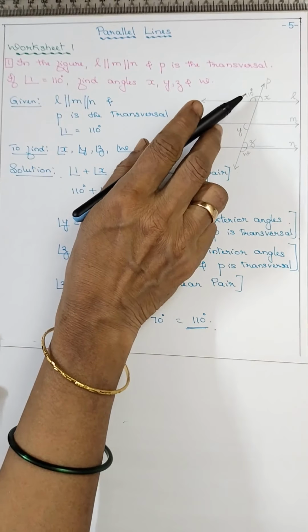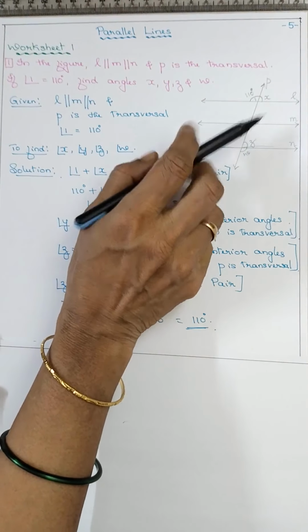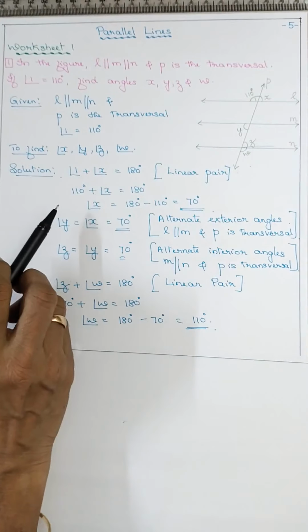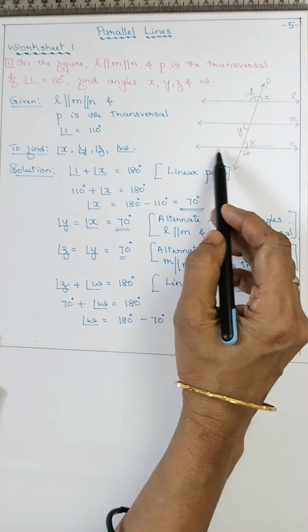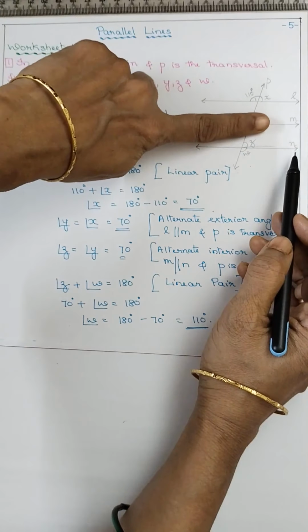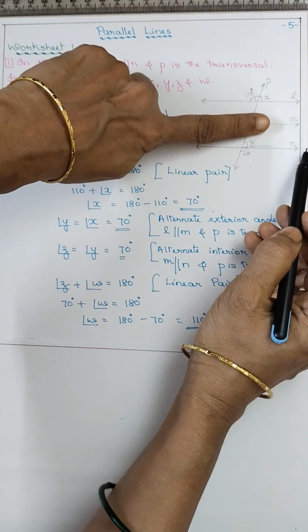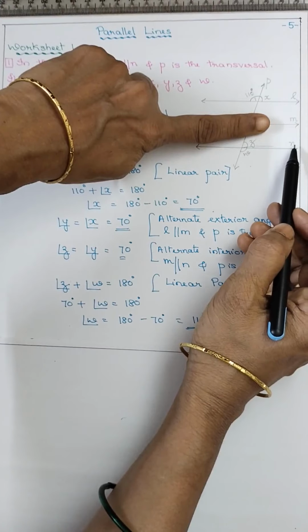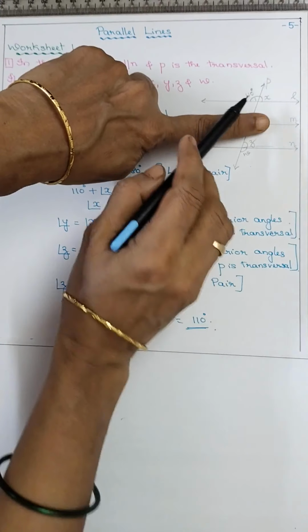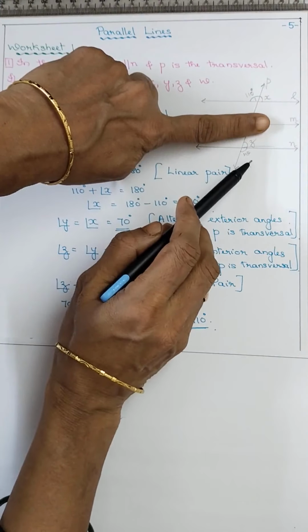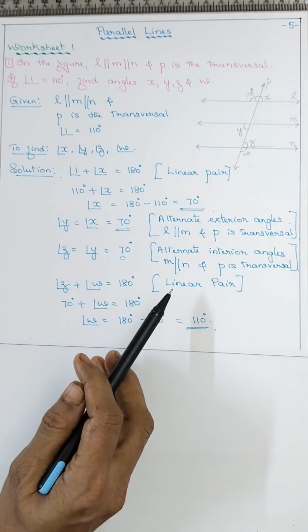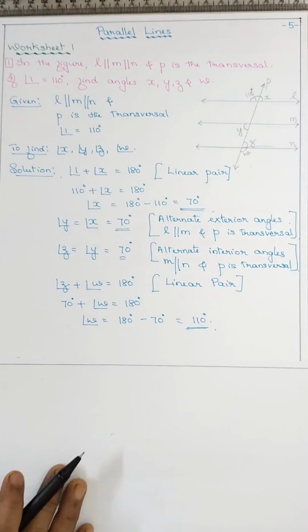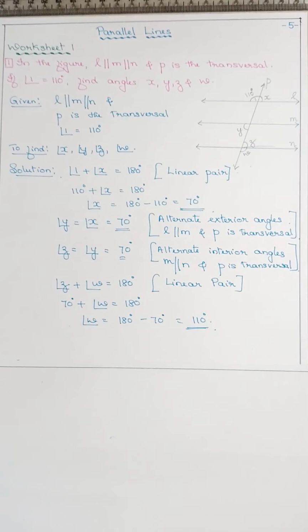Otherwise 1 and W, they are also equal. If you take L and N as the parallel lines, and P is the transversal, 1 is equal to W, alternate exterior. Okay, so either way you can do.